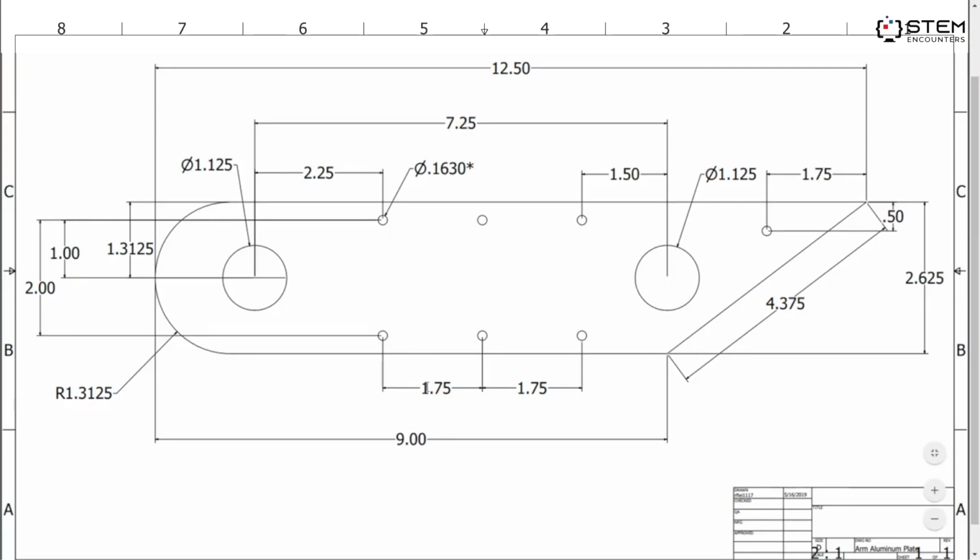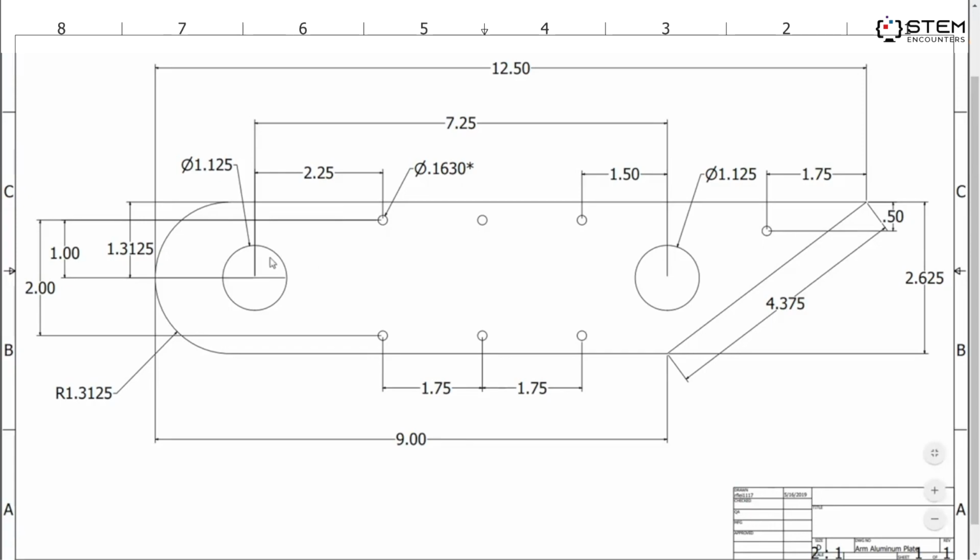And the spacing between the little holes is 1.75 inches. Same applies up here, 1.75 inches, 1.75 inches. And the distance from this hole to this tip horizontally is 1.75 inches and 1/2 inch vertically. In addition, the distance from these holes to the center of this hole horizontally is 1.5 inches, and from this hole to that hole horizontally is 2.25 inches.